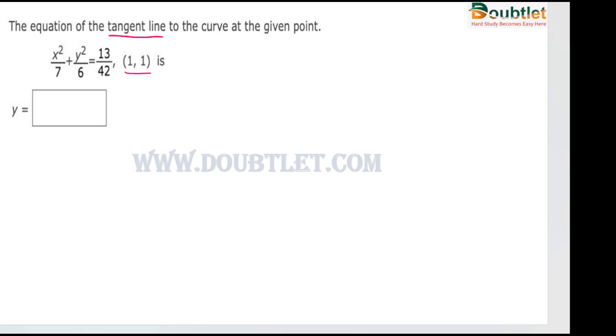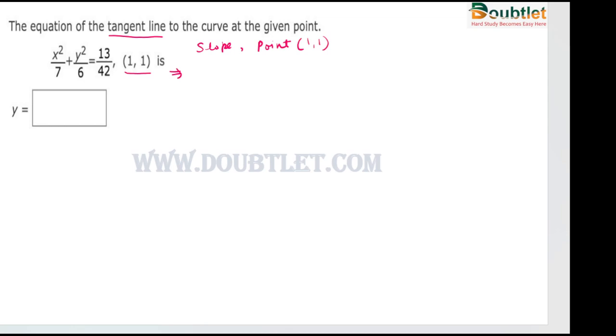So we know that to find the equation of tangent line we need two things. That is, first thing we need is slope of the tangent line, and the second thing the point through which the tangent line passes. So the point here is given is 1, 1, but the slope is not given. Instead of slope, this curve is given. So to find the slope we have to use this curve.